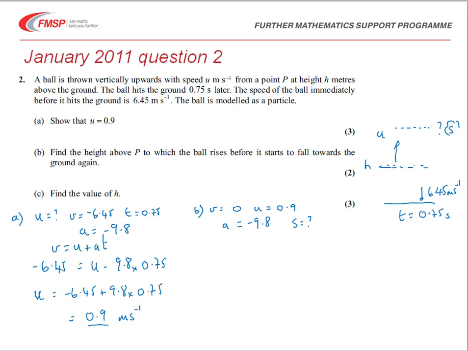Now here we've got v, u, a and s, so we can use v squared equals u squared plus 2as. That gives us 0 is equal to 0.9 squared, and then minus 2 multiplied by 9.8 multiplied by s. And solving that for s is 0.9 squared divided by 2 multiplied by 9.8, which turns out to be 0.041 meters. So the height above its starting point, 0.41.